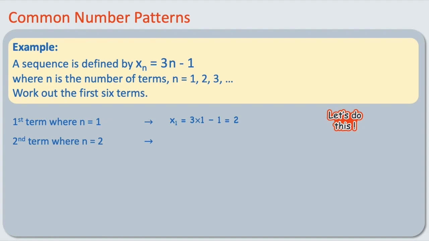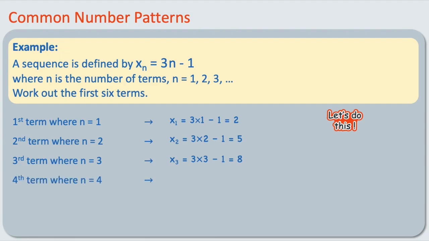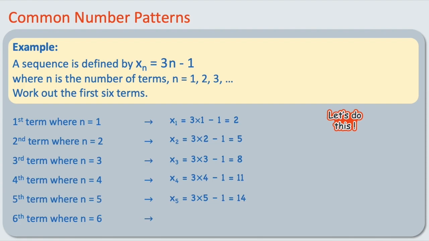Second term, where n equals 2. By substituting n into the expression, we get the second term is equal to 5. Third term, where n is equal to 3, is 8. Fourth term, where n is equal to 4, is 11. The fifth term, where n is equal to 5, is 14. And the sixth term, where n is equal to 6, is 17.